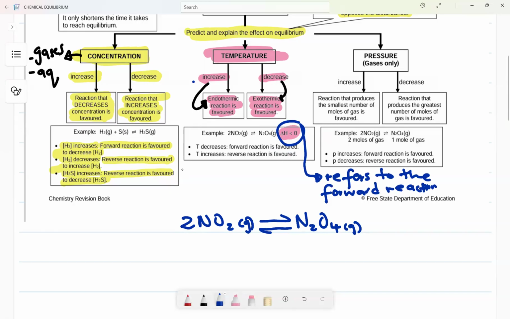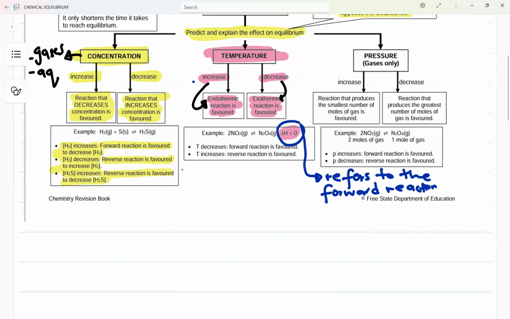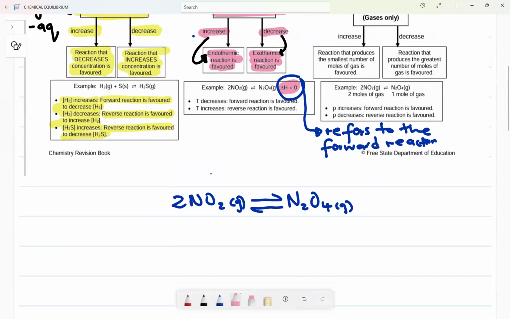I'm not sponsored by Free State Department either way. I just used their documents because I feel it is beneficial. So yes, I'm not sponsored. I'm not a teacher at Free State Department. I'm just a student at a university. But yeah, I'm proud to say I come from Free State Department of Education. I studied in Free State, and there is quality there.